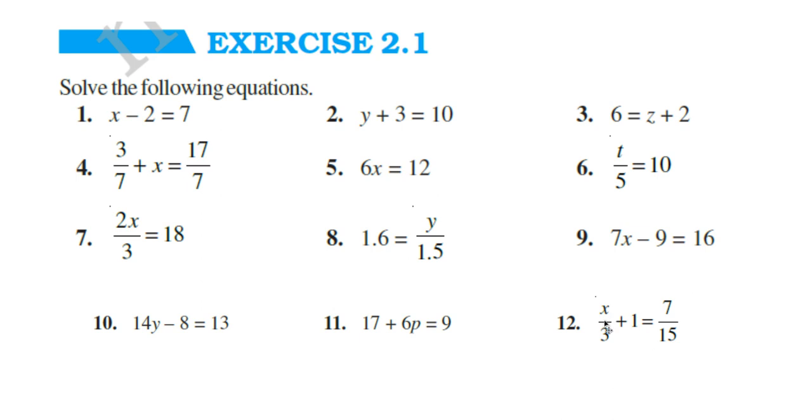Look at the last question. Here x by 3 plus 1 is equal to 7 by 15. Two numbers are in the denominator, 3 and 15. By which number will you multiply so that both denominators are cancelled? So multiply by 15, that is the LCM of 3 and 15. So 15 and 3 will get cancelled and 15 also will get cancelled. So do it.